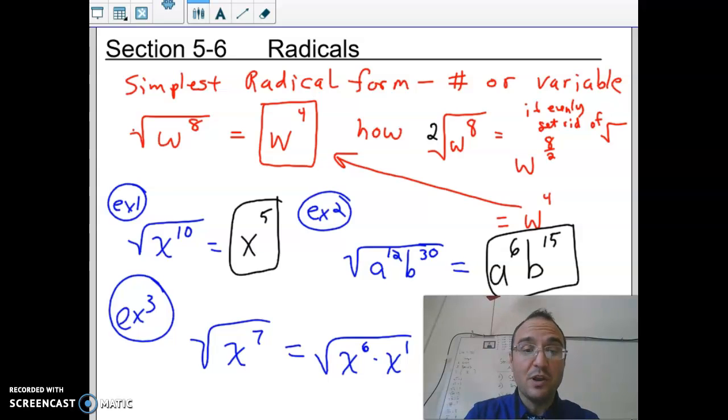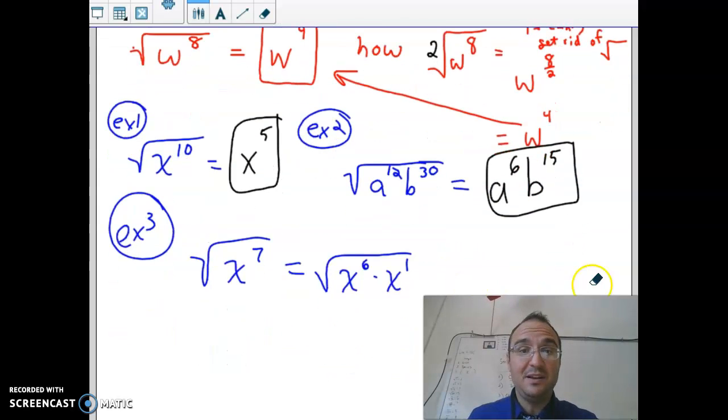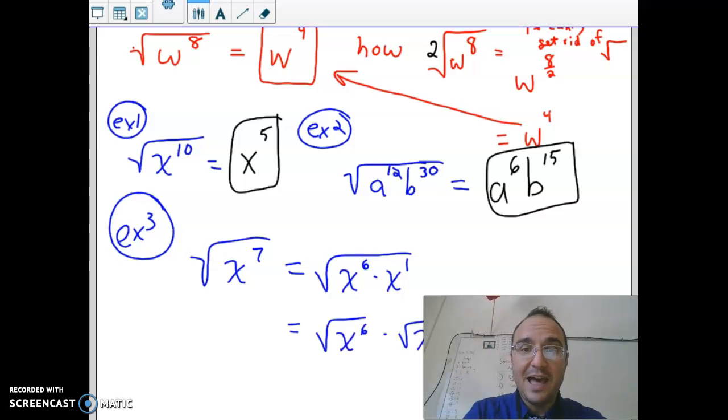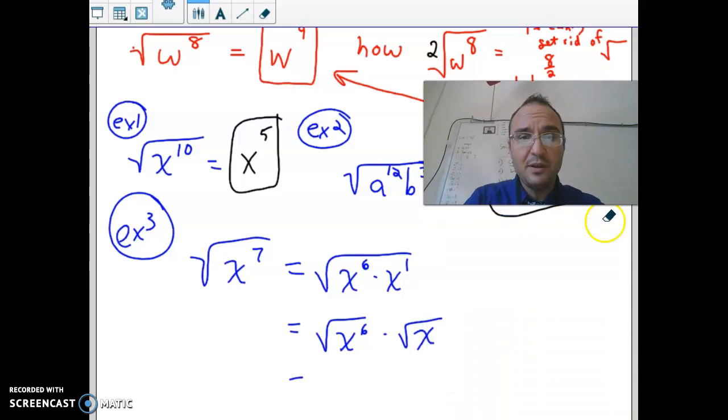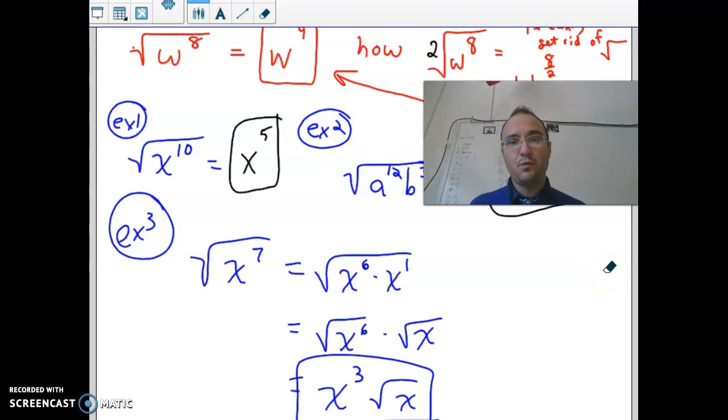You got to separate it. You got to make it into something that is even. So a to the 6th is even, 1 left over. So you separate it out, and you end up with a to the 3rd radical x.